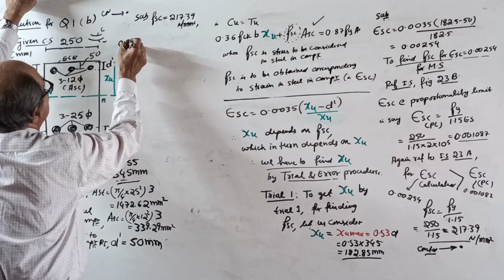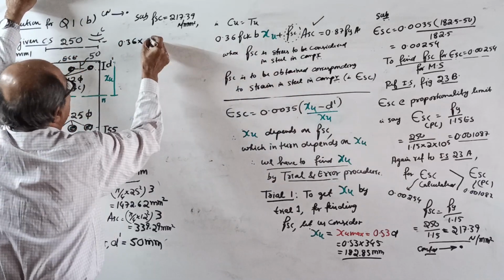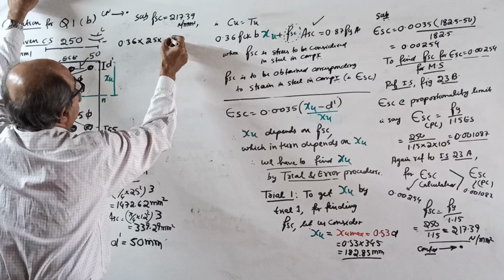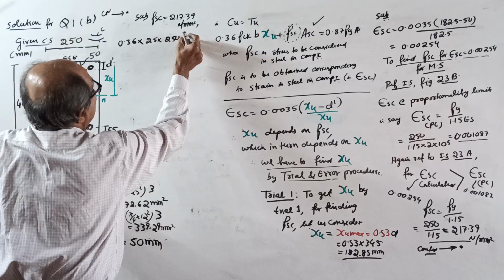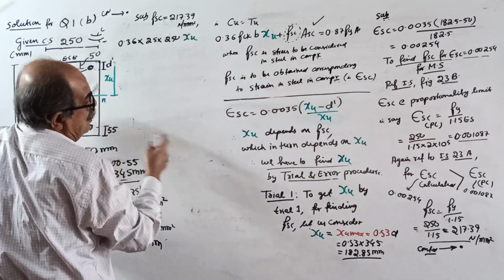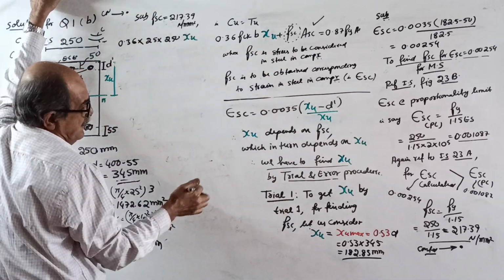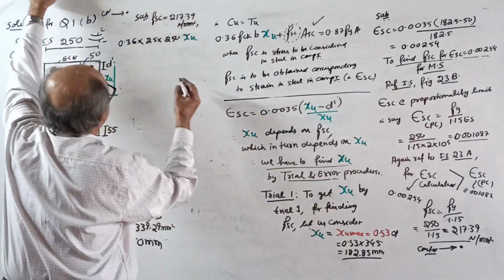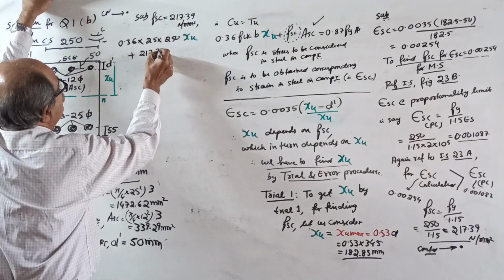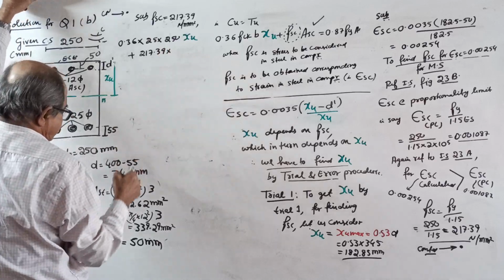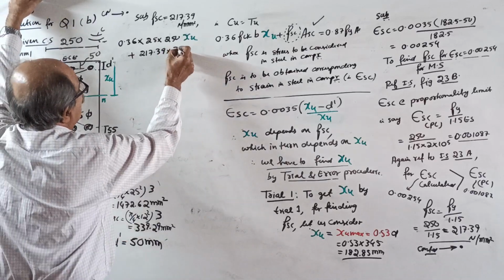0.36 into FCK 25 into B is 250 into your unknown XU. Don't substitute that XU. That XU is only for finding FSC plus FSC, 217.39 into ASC, 339.29.